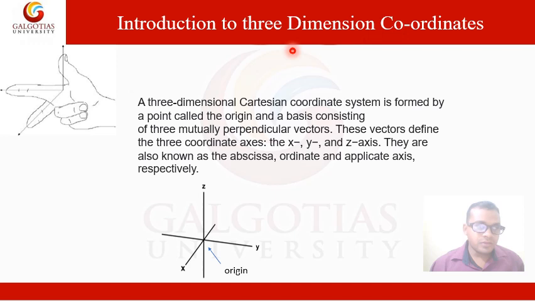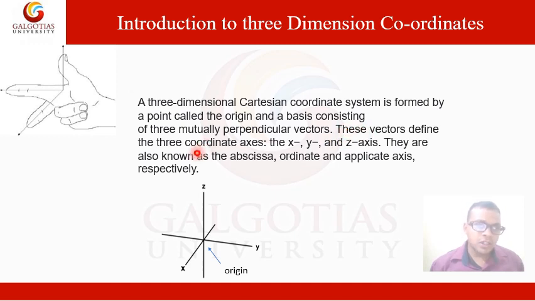So if I introduce this part, the three-dimensional Cartesian system is formed by a point called the origin and the basis, consisting of three mutually perpendicular vectors, which I showed you by my right hand rule here. This is what I am talking about in the figure: all the planes are perpendicular to each other. Make sure of this, they all are perpendicular to each other. Hope you understand this result.